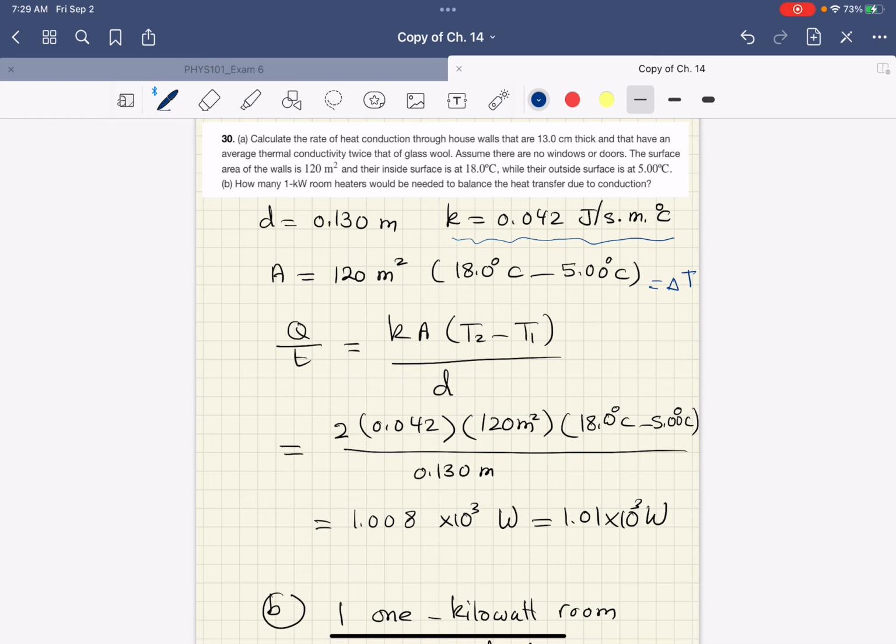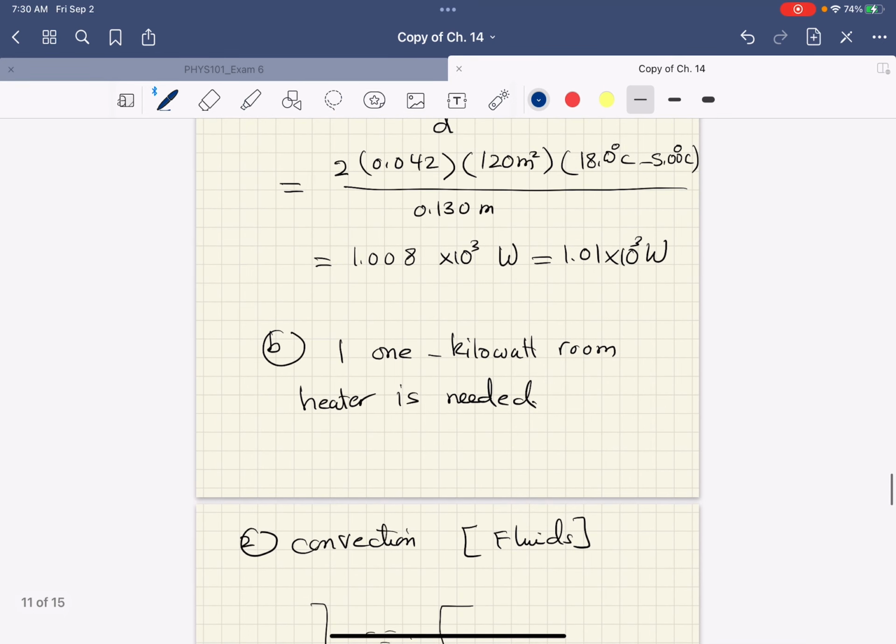Now, how many 1 kilowatt room heaters would be needed to balance the heat transfer due to conduction? Of course, this is actually about 1 kilowatt, and therefore, in order to balance it, I need to have one 1 kilowatt room heater.